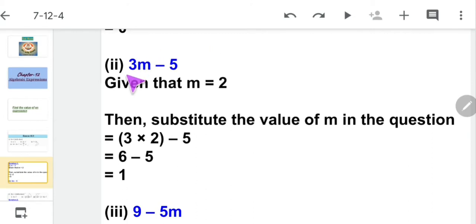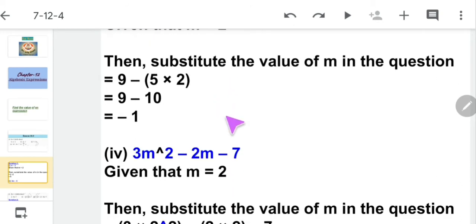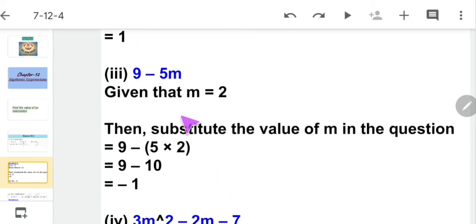Let's take another part. We have 3m minus 5. Now we have to place 2 in place of this m. So when we do so, we have 3 into 2, as you are seeing that 3 is multiplying with m. So 3 into 2, and from their product we subtract 5. Okay. So 3 into 2 is 6, minus 5, and 6 minus 5 is 1. So the value of this expression is 1. Let's see one more example. As the third part is similar to the second one, you can do it yourself.